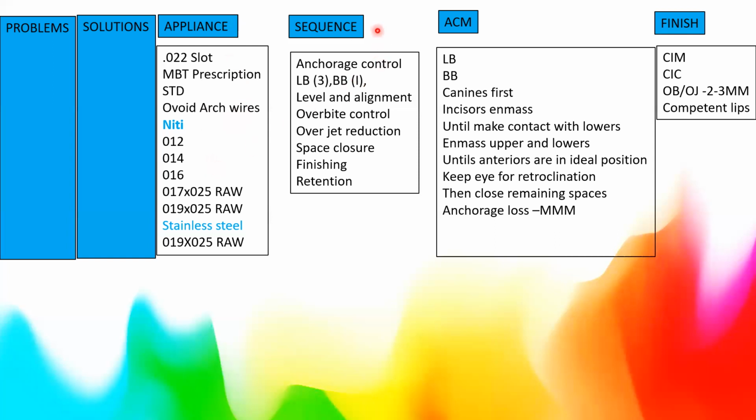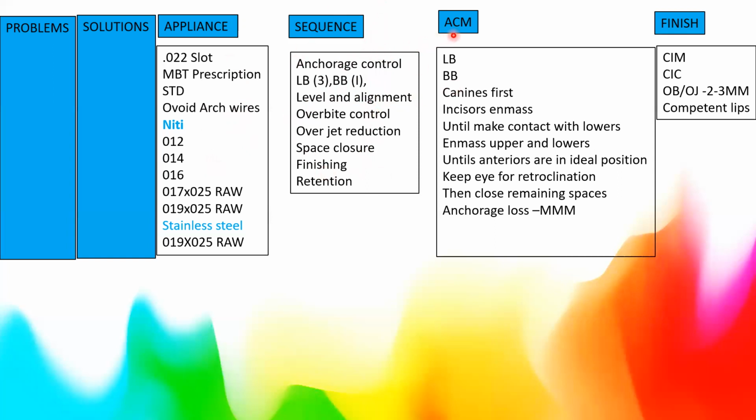Then we choose a sequence. How do we unravel this problem this particular patient has? We look at our anchorage control. We follow a sequence where we level, align, control overbite, overjet, space closure, finishing, and retention, like I explained earlier.